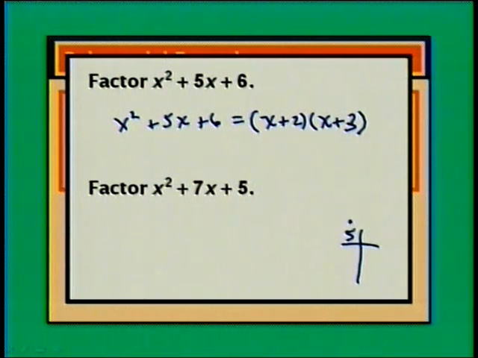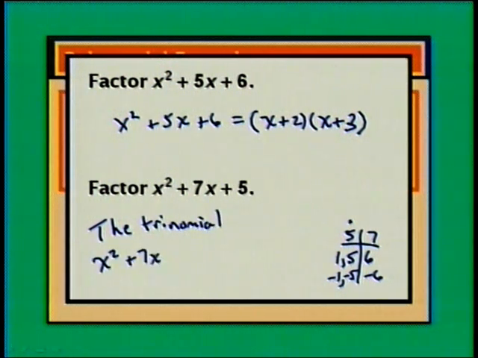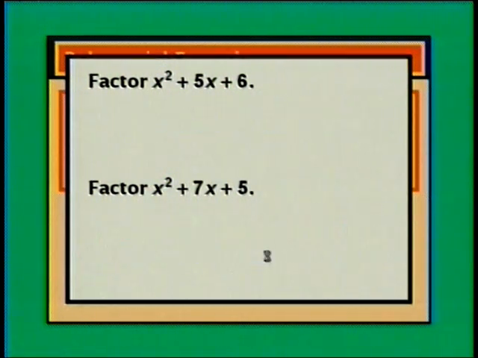Well, there's only 2 possibilities, 1 and 5, or -1 and -5. And one thing's for sure, neither of those pairs add to 7. So we say that the trinomial x squared plus 7x plus 5 is prime. It cannot be further factored.